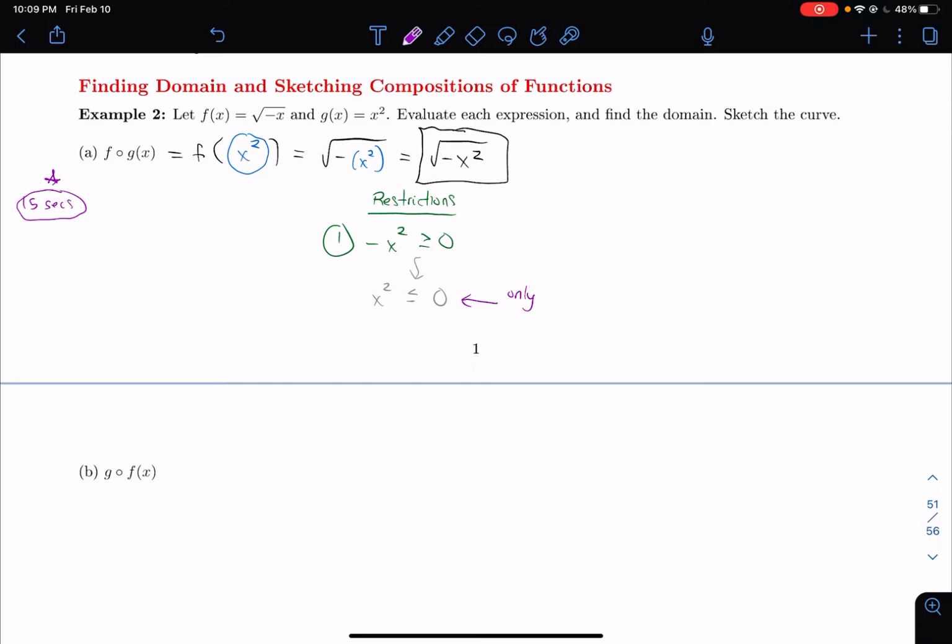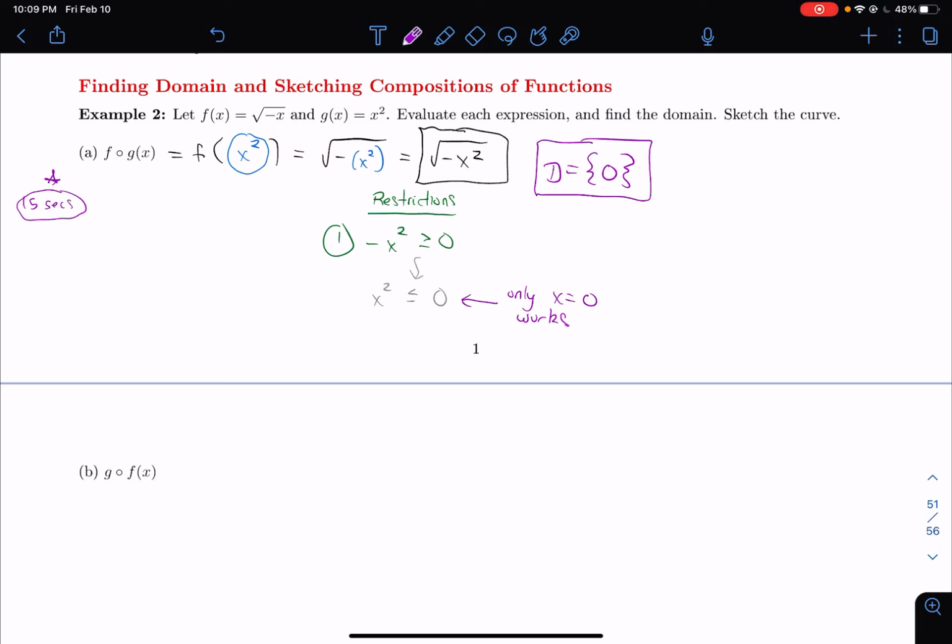It turns out the only value that works is x equals 0. So only x equals 0 works, which means my domain, I'll write D for domain, well, it just has one number in it, 0. So in interval notation, the way I write that is I put 0 and then I put it within curly brackets if there's just one value in the interval. Okay, so that's my domain. That's part of what the problem wanted.